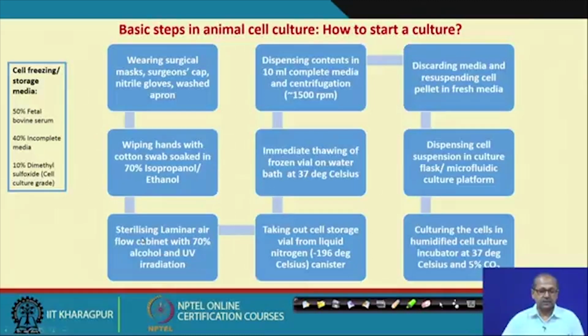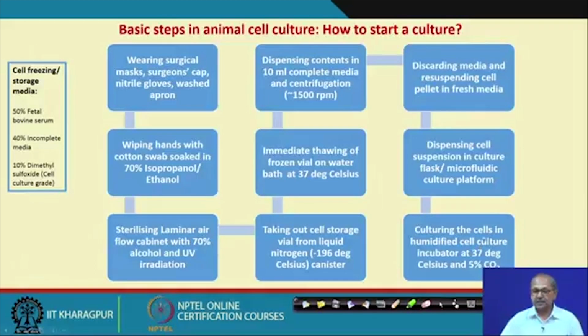Then you enter the cell culture room and sterilize the laminar air flow cabinet with 70% alcohol and UV radiation for maybe half an hour or 1 hour according to the requirement. Now, you take the cell storage vial out of the liquid nitrogen can and immediately thaw it in a water bath at 37 degrees centigrade. Then dispense the contents into 10 ml of complete media and centrifuge at 1500 rpm for maybe 2 minutes. Now you discard the media, resuspend the cell pellet in fresh media, and dispense the cell suspension into a culture flask or microfluidic culture device.